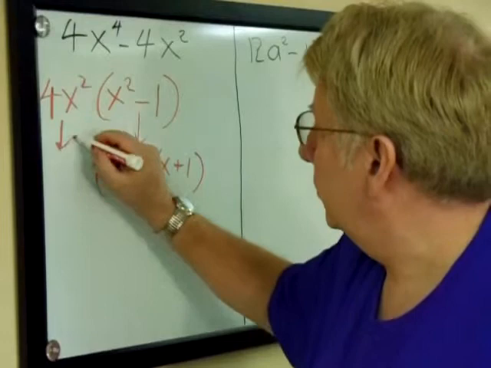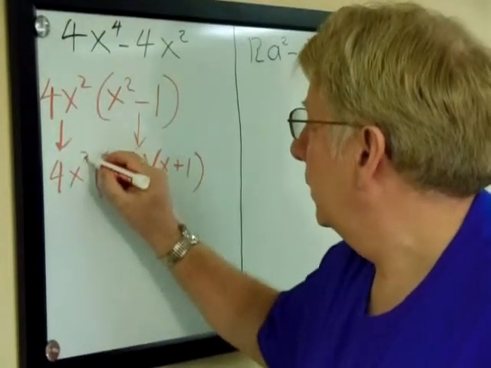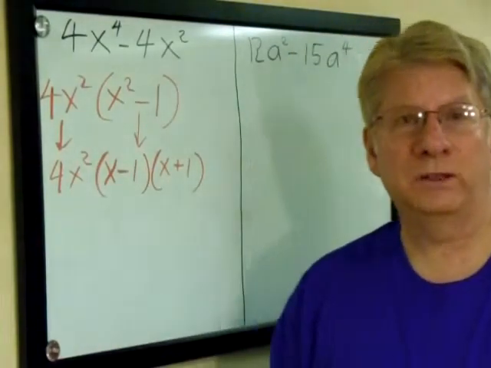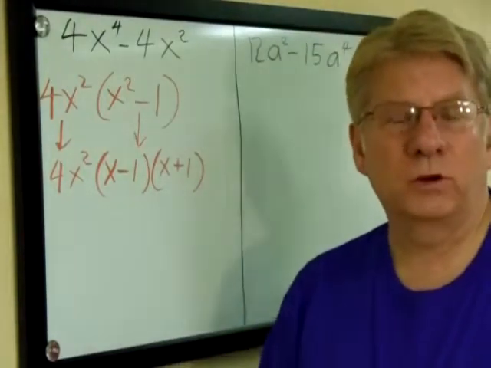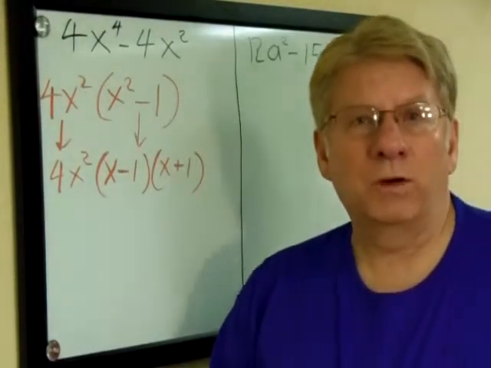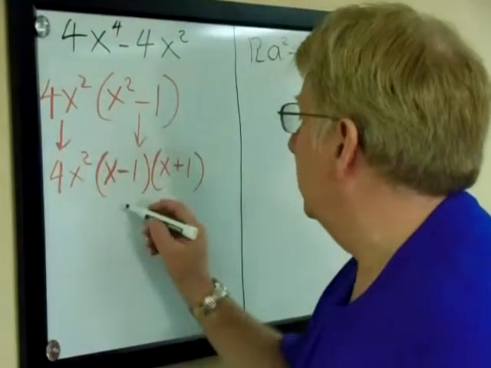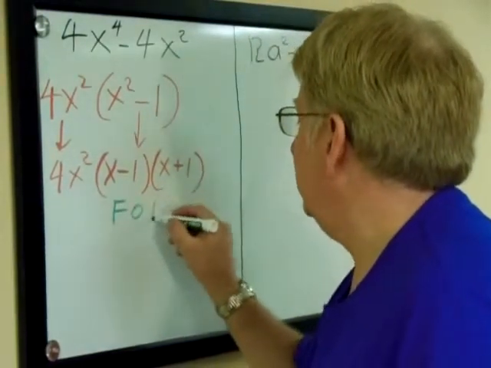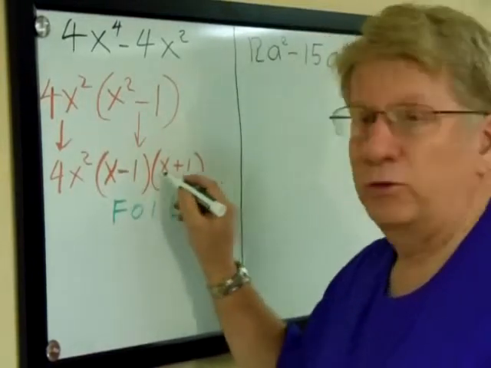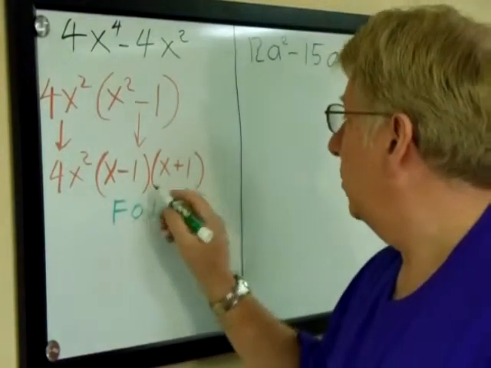Okay, I carry down the greatest common factor, and that's my final solution for that expression. I've factored it down as far as I can. Now, if I want to verify that this is correct, I can go in reverse. I'll use the FOIL method, and I'll multiply these two binomial expressions.